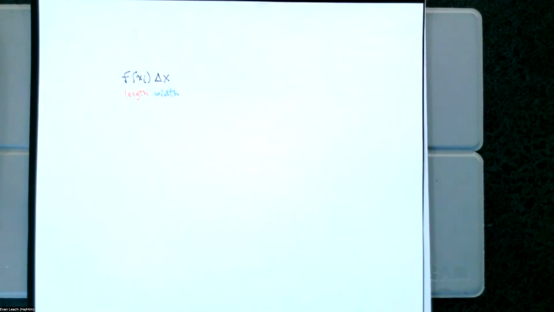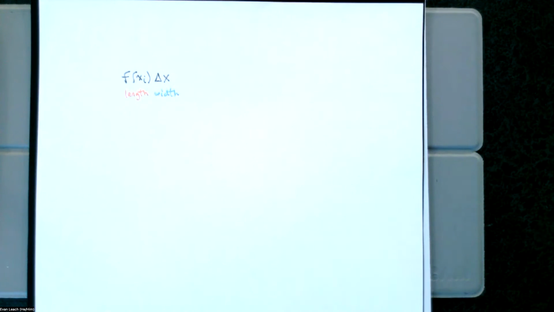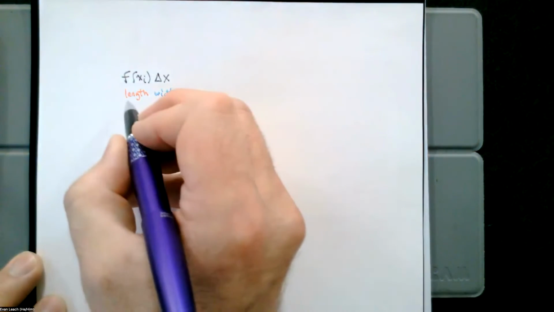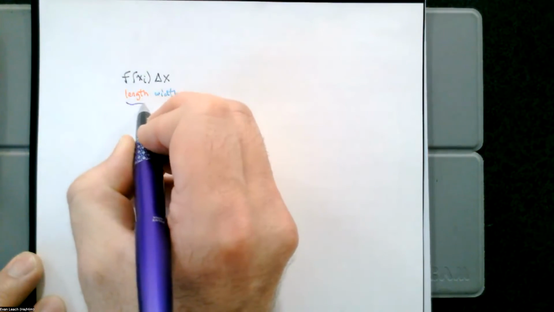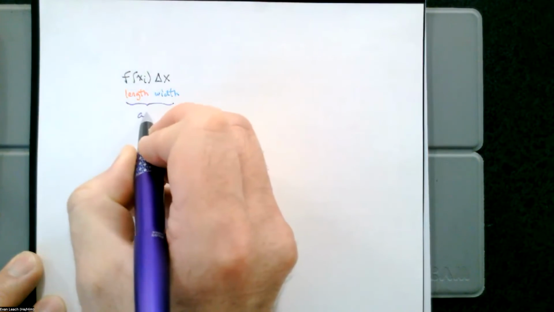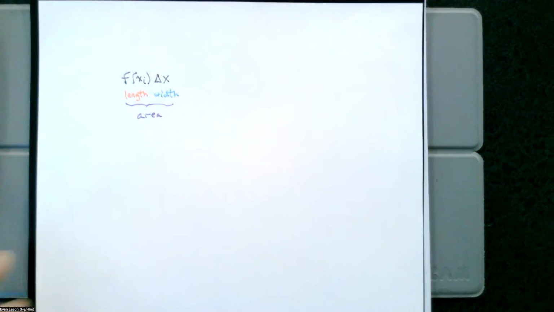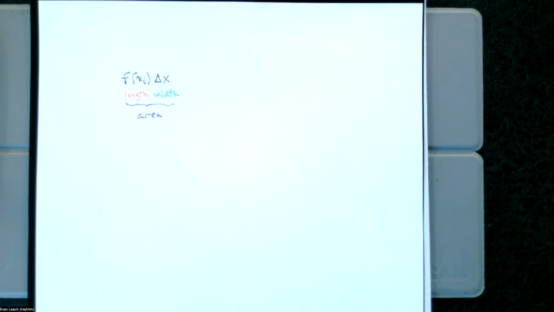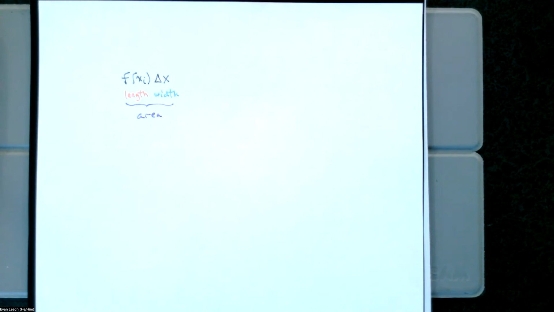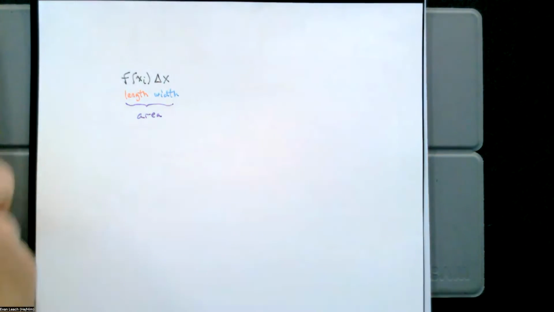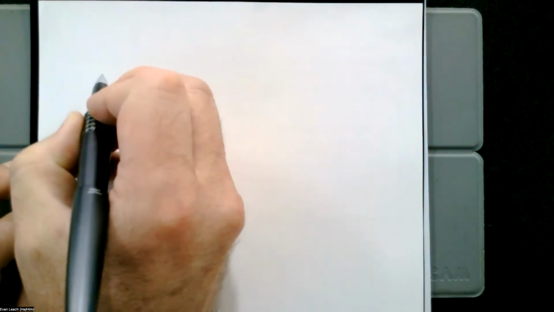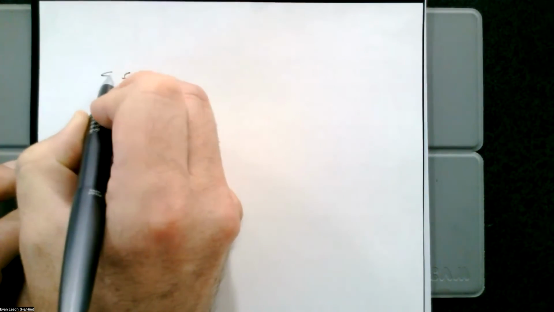Length times width, that's going to give us an area. So we're making the function constant for some small change delta x. So length times width, this is where we get the area. Then we just say, do this a bunch of times. Let's say n times. And add them up.